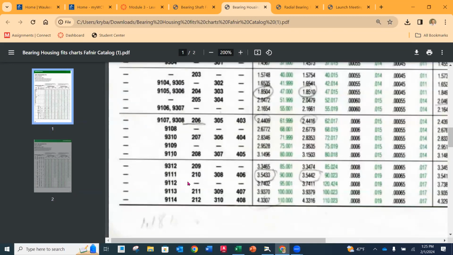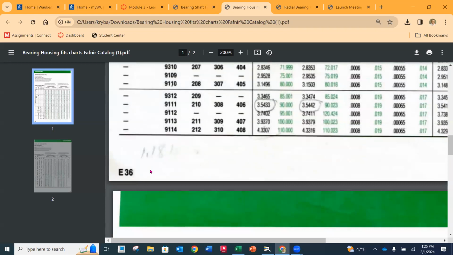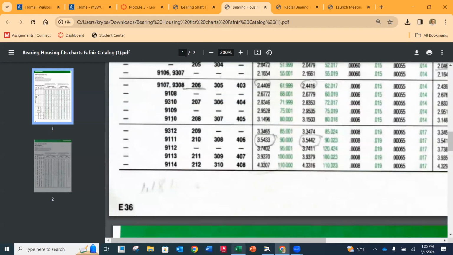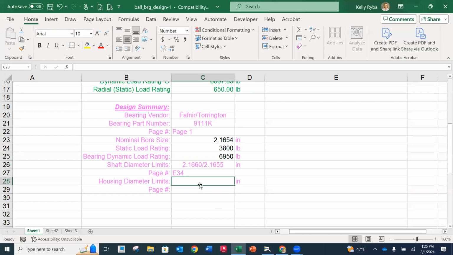These are our two numbers along that line. And this is on page E36. So we're going to go back to Excel. 3.5433 over 3.5442. And again, when you then design for where this is going to be pressed into a housing, that outer race, those are the numbers you specify on your drawing. And this is going to be page E36.